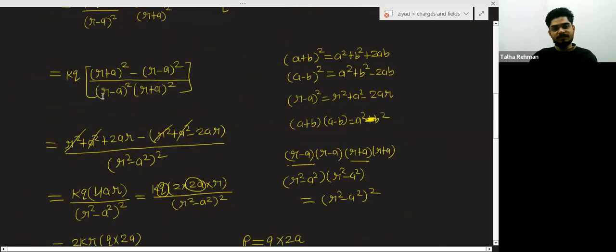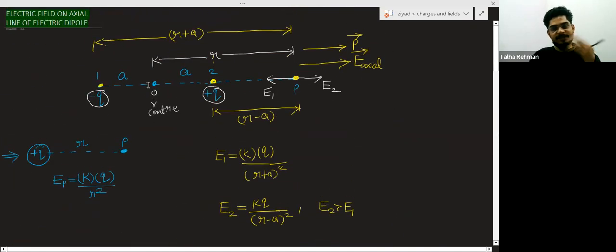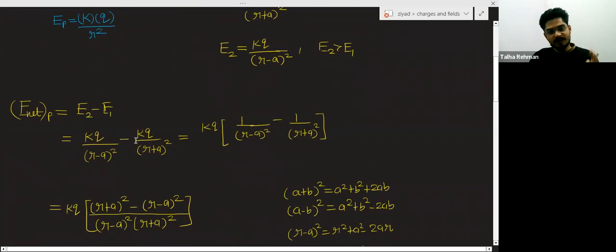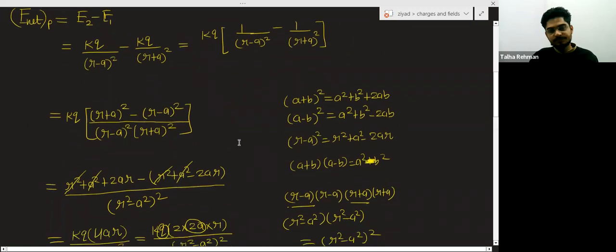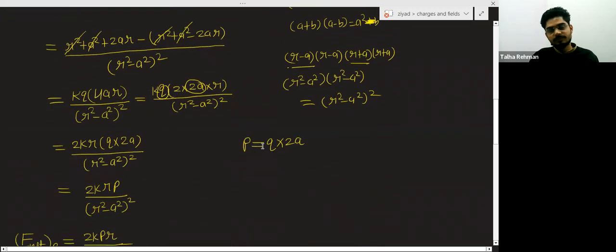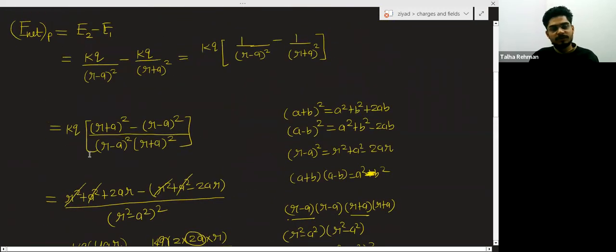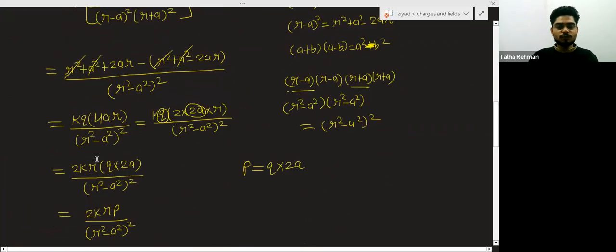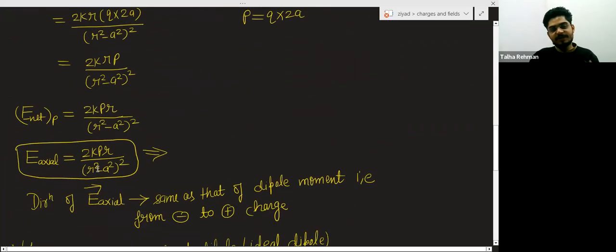Two charges, minus Q and plus Q, separated by a distance of 2a. Here you want to find the electric field. So first you will find the value of E1, then E2, and then add these vectorially. Okay, and you will get this formula, 2kp into r divided by (r square minus a square) to the power 3/2.